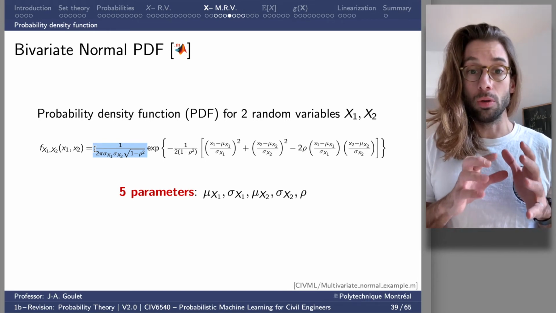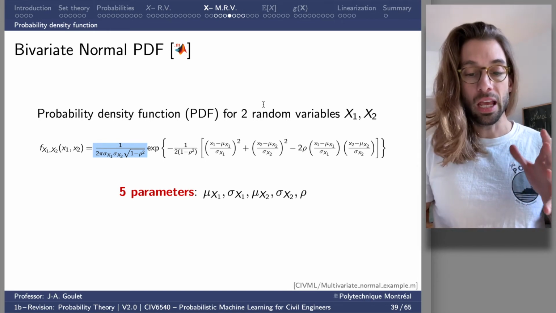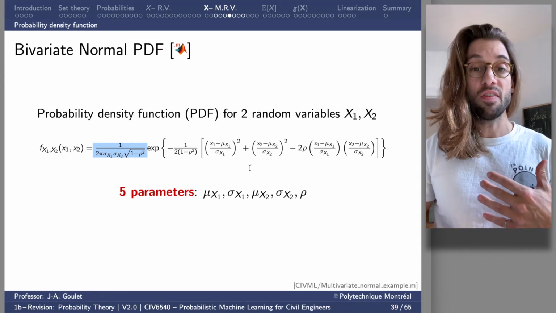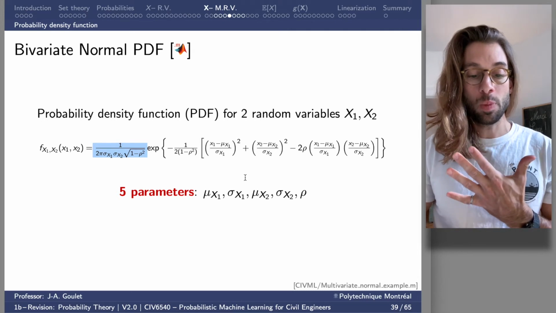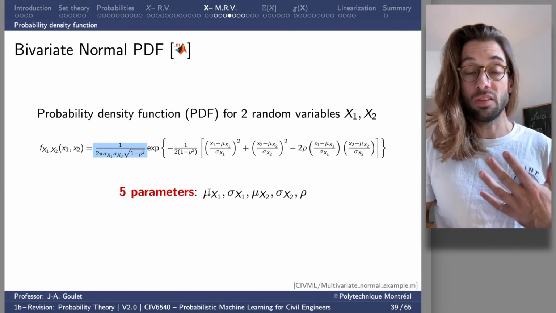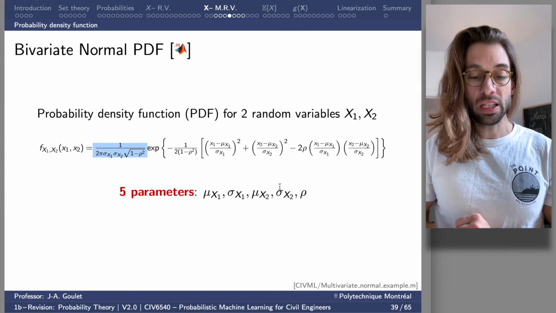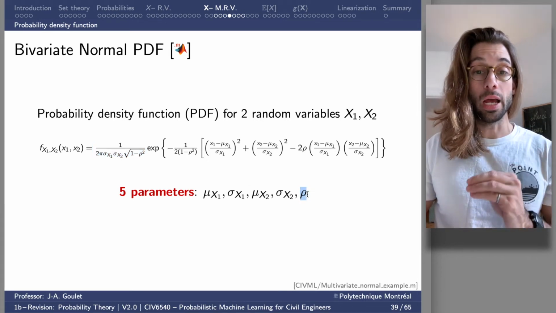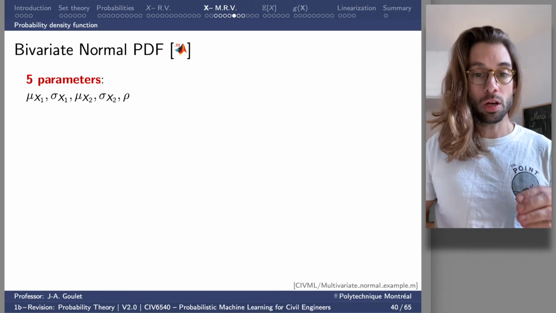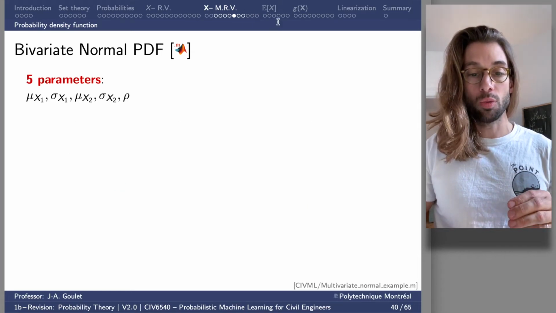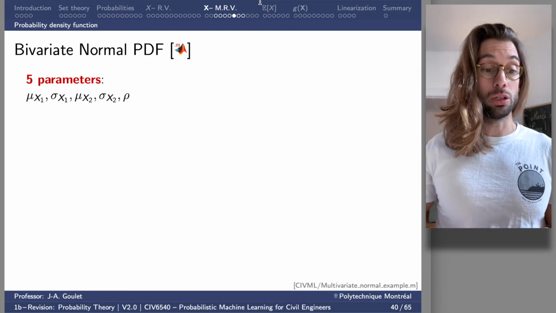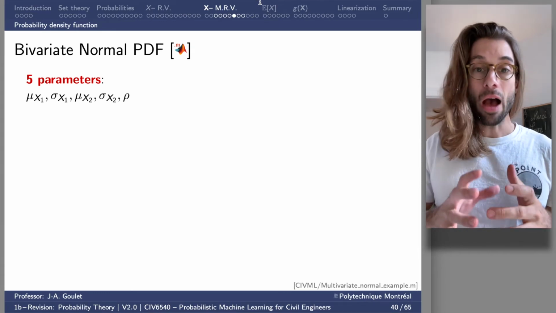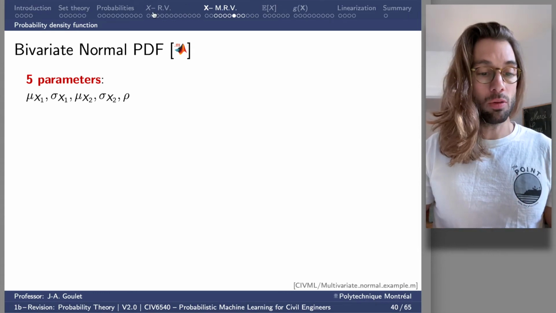Right now, what I want you to keep in mind is that if we have two normal random variables x1 and x2, the joint PDF is a function of 5 parameters: the respective mean value or expected value for each random variable, the respective standard deviation, as well as rho, the correlation coefficient between x1 and x2. We're going to come back in a few moments to talk about what the correlation coefficient is.